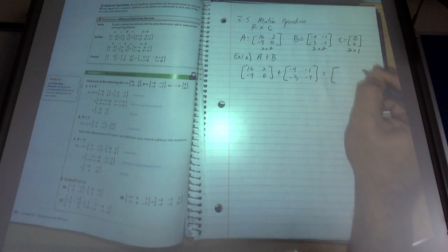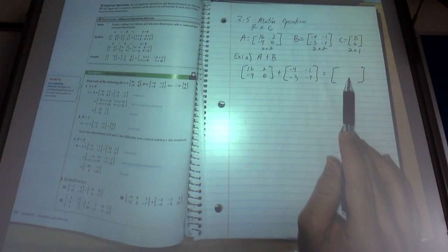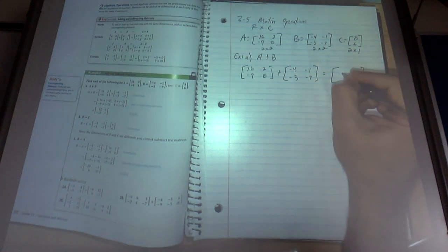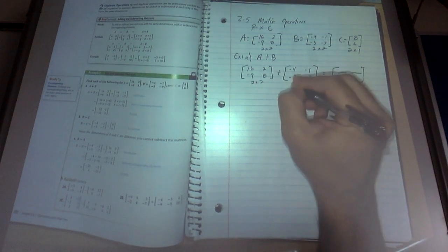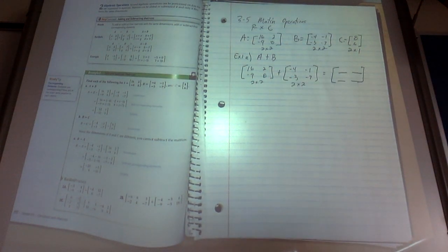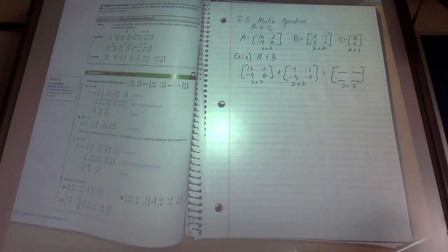So what I was pointing out earlier is that if I'm going to have an answer matrix or a solution matrix, it's going to be 2x2. So there's basically 4 spots that we're going to fill up. Again, this is a 2x2 matrix. This is a 2x2 matrix. They have to be the same size, and they're going to add up to be the same size. So here's how we do it.